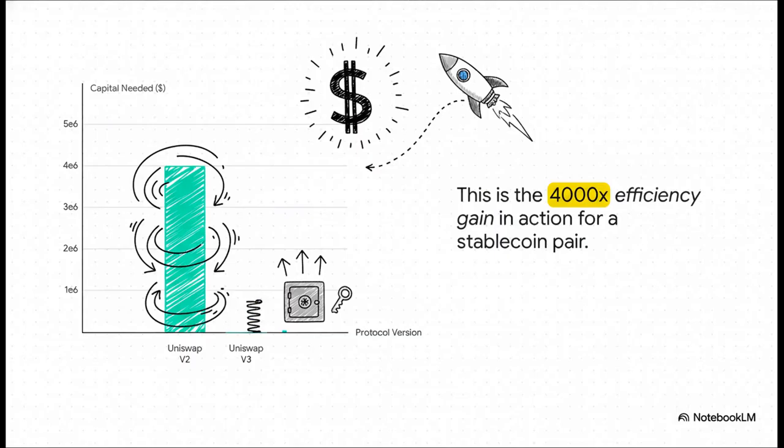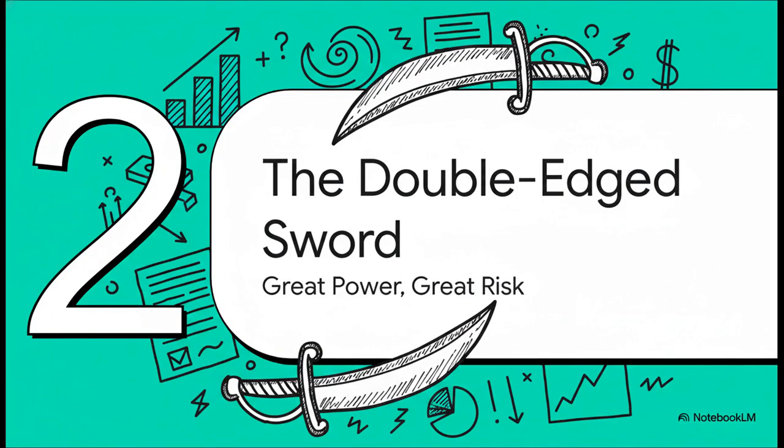And if you want to see just how nuts this is, look at this chart. To earn this same amount of fees on a stablecoin pair, on V2 you would have needed $4 million. On V3, by concentrating your liquidity, you can get the exact same result with just $1,000. That is your 4,000x gain, right there in black and white. It's wild. But, and this is a huge but, there's no such thing as a free lunch, especially in DeFi. This incredible power is absolutely a double-edged sword, and if you're not careful, you can get seriously cut.